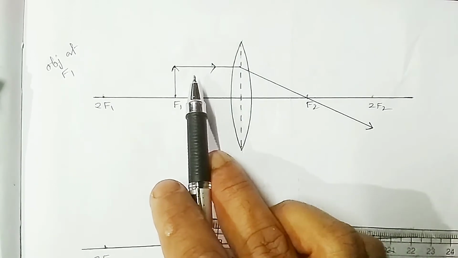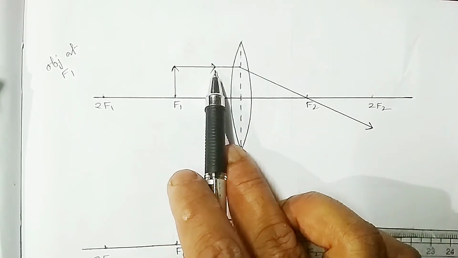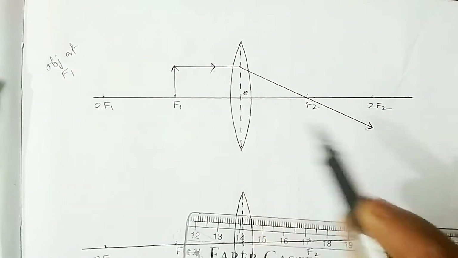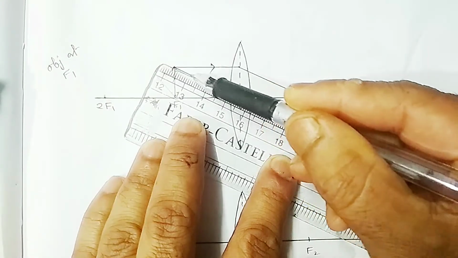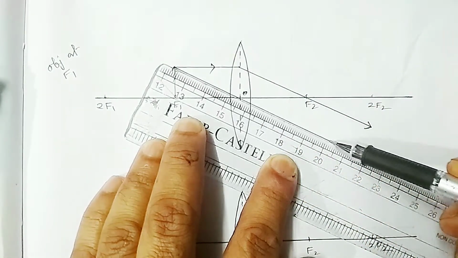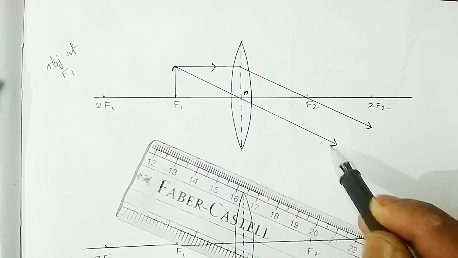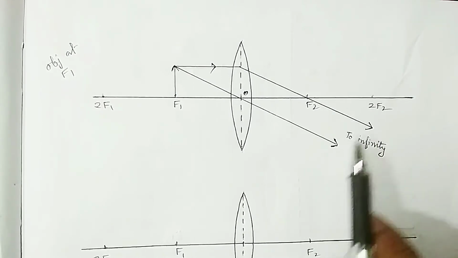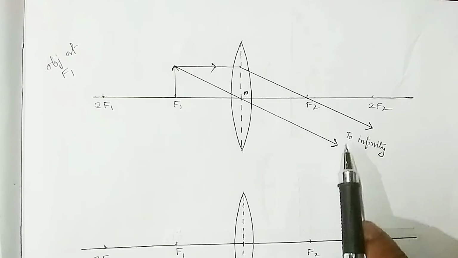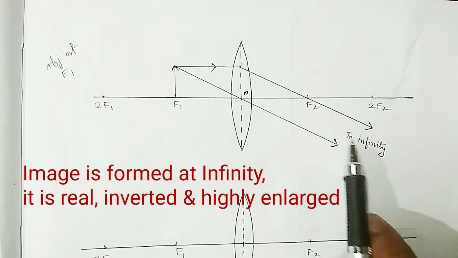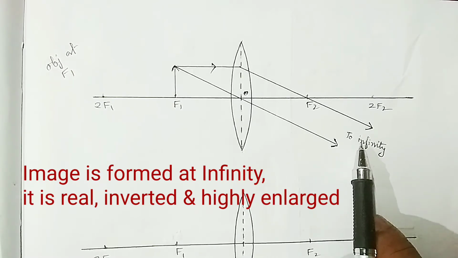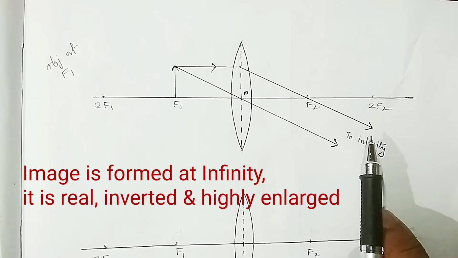Remember that while drawing the images, you have to draw this ray up to the dotted line. Now another ray which passes through the optical center O, we know any ray which passes through the optical center goes undeviated without any refraction. As you can see, these rays are almost parallel, which meet only at infinity to form an image. And as these rays are really going to meet somewhere, the image that will be formed will be real, inverted, at infinity, and highly enlarged.